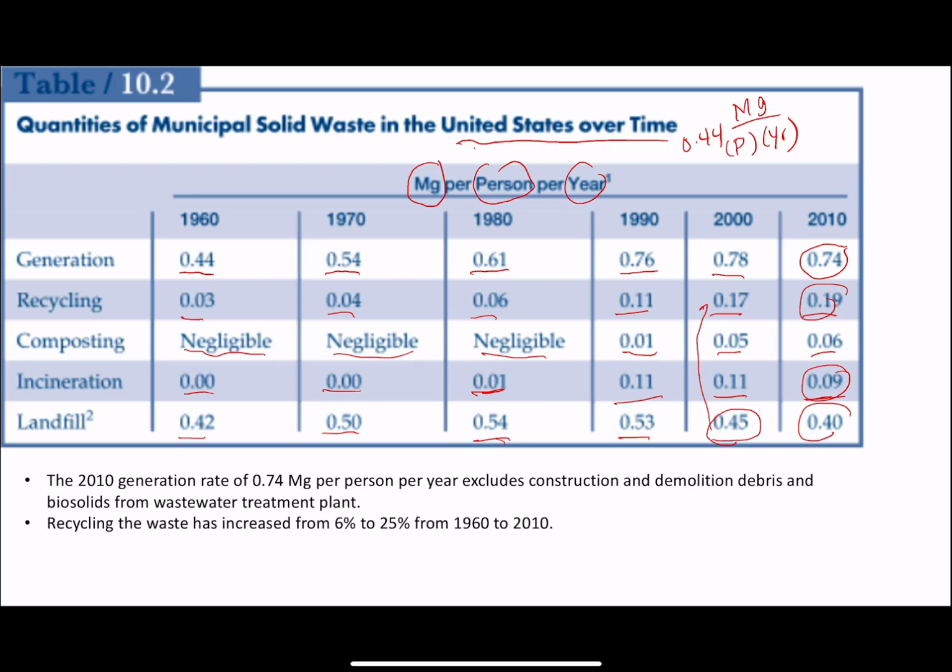You can see here that the 2010 generation rate is 0.74 million grams per person per year. This one excludes construction and demolition debris and biosolids from wastewater treatment plants. And recycling of the waste has increased from 6 to 25%. Okay, so the recycling increased from 6% to 25%. That's a huge increase.